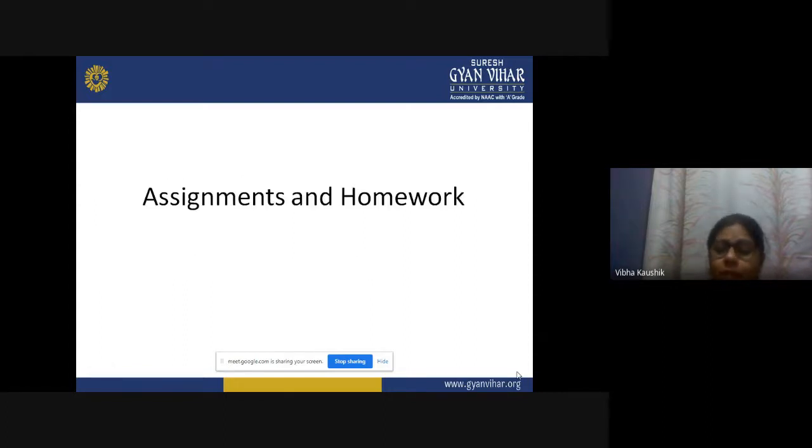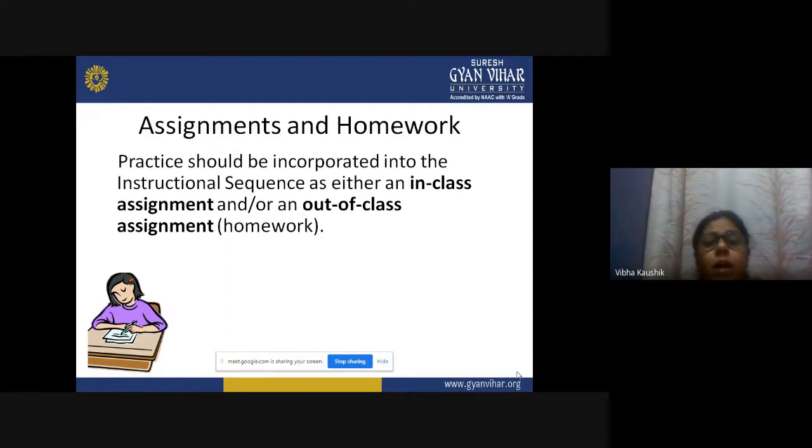Now, assignments and homework. Assignments and homework practice should be incorporated into the instructional sequence. Means we cannot differentiate or separate the instructions from the practice. Instructions and the practice go side by side. Practice should be incorporated. That's why they are saying that when we are giving the instructions, the practice should be incorporated in the instructions that have been given to them.